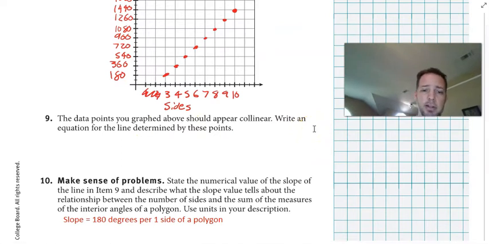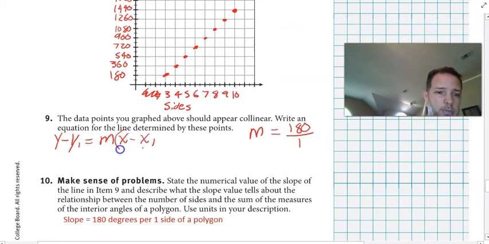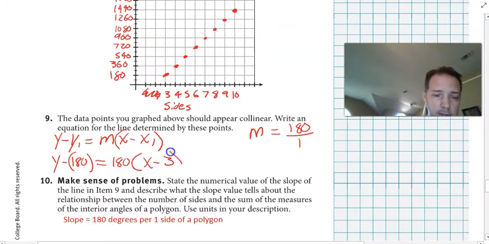So if I was going to write an equation, I could do standard, slope-intercept, or point-slope. The easiest one would probably be point-slope. We know that there's a constant slope of 180. And I could write in the y minus y1, point-slope would be the easiest. So I could just plug in a point that's somewhere on this line, like 3, 180. So y minus 180 equals 180 times x minus 3. Okay, that's one way to do it.